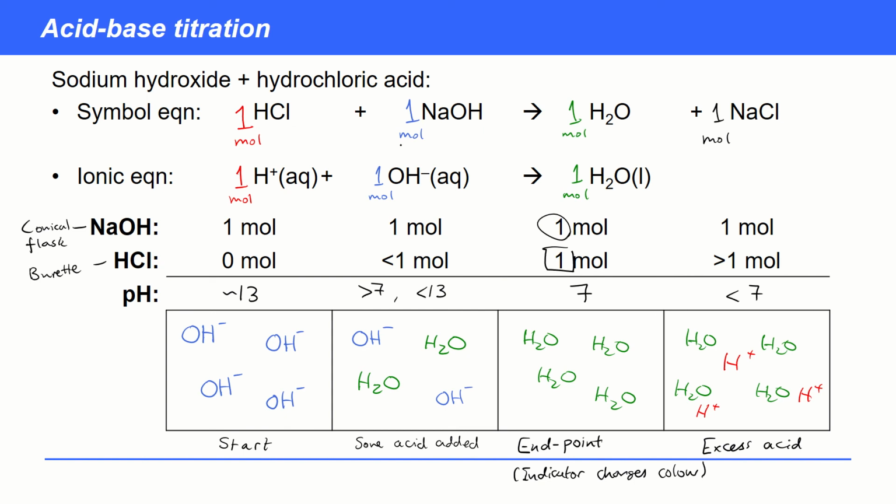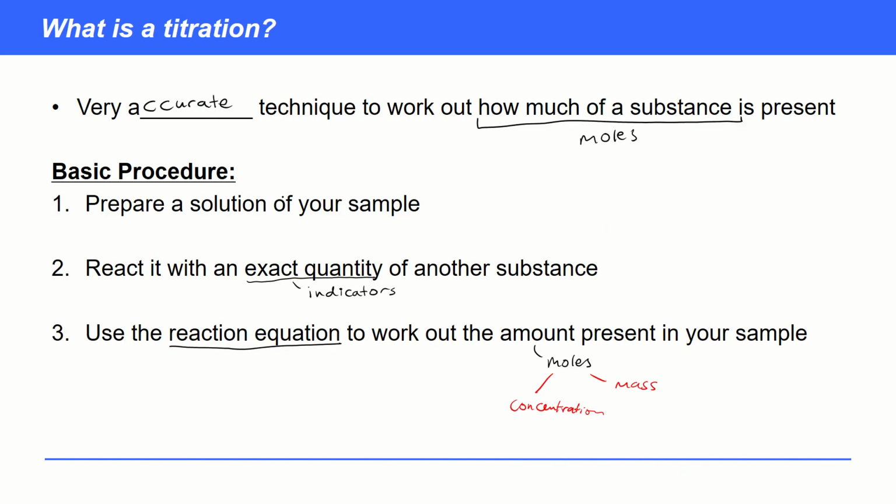If we start off with a known quantity of one or other of these two, once the indicator changes colour, we know we must have added the right number of moles indicated by the stoichiometric or the mole ratio in the equation. So that's why this technique is so powerful. If we prepare a solution of the sample and we add the exact quantity of another substance, we can then use the reaction equation to work out the amount present in our sample, and from that we've got many, many options.